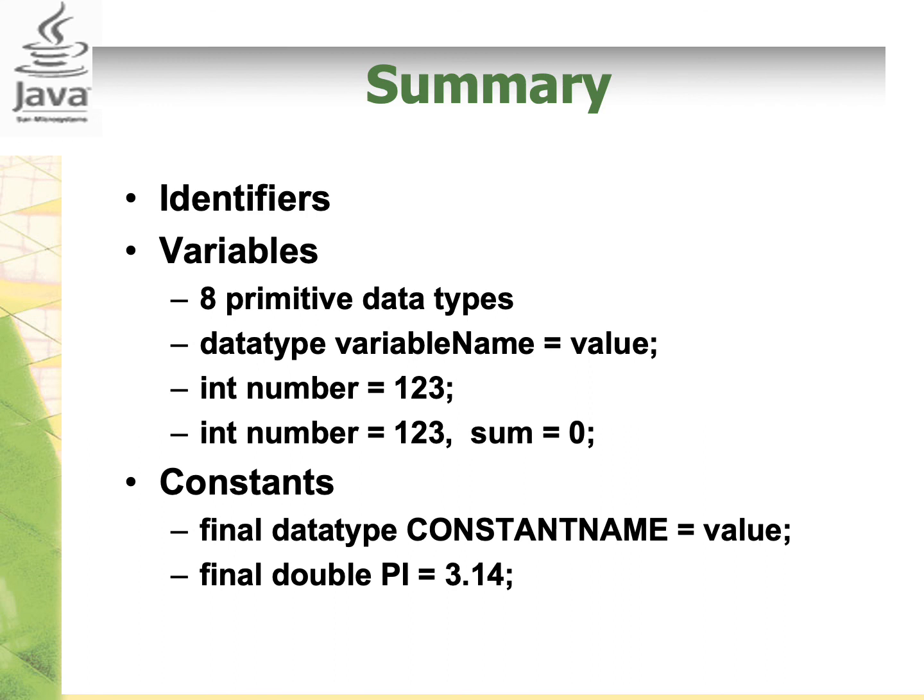To summarize, we have covered identifiers and the rules of it, the different primitive data types, declaring and initializing variables, and also constants, where in a constant we need to have the keyword final as part of the syntax. That's all for the first part of this topic. In the next part, we will cover arithmetic expressions.